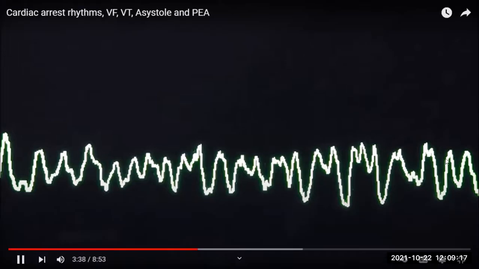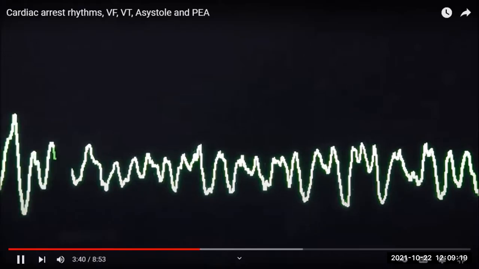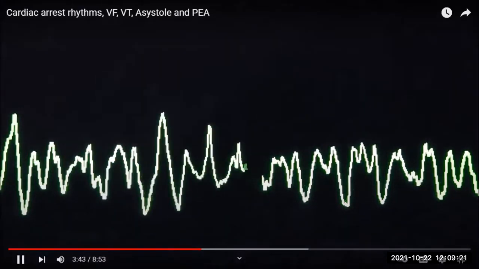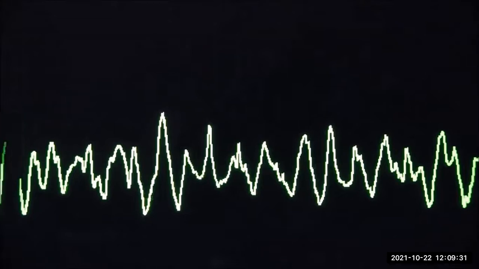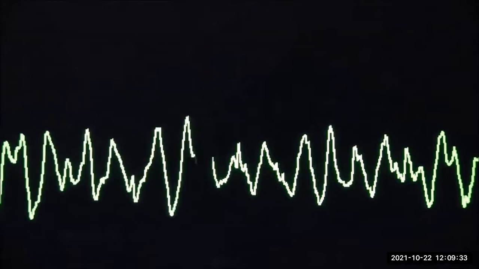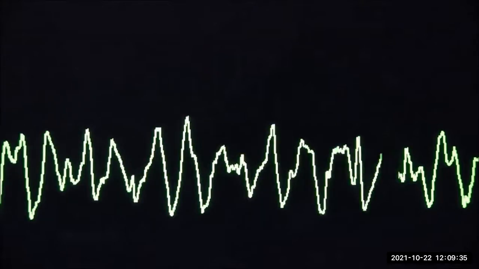The patient, of course, in ventricular fibrillation is going to be very rapidly unconscious, with no pulses, and agonal or no respirations. As a first aid treatment, we would have to give CPR, but the treatment for fibrillation is electrical defibrillation.